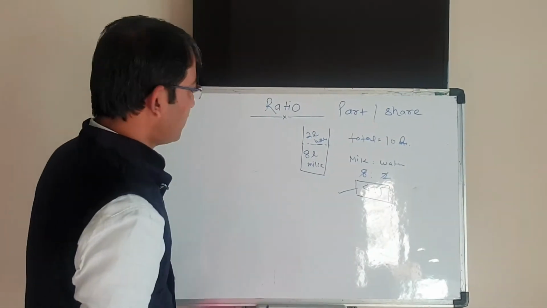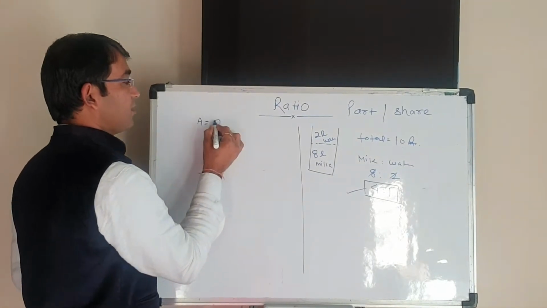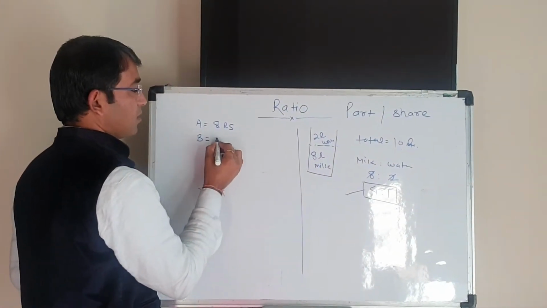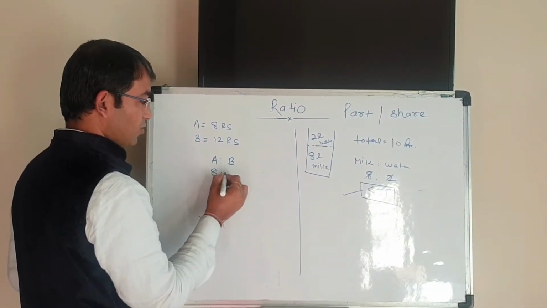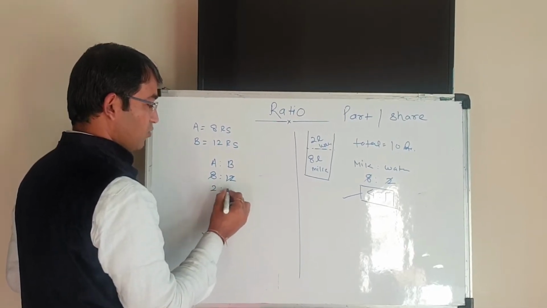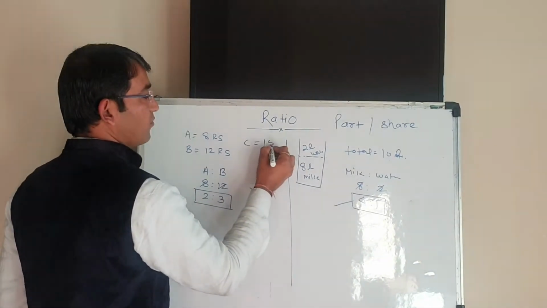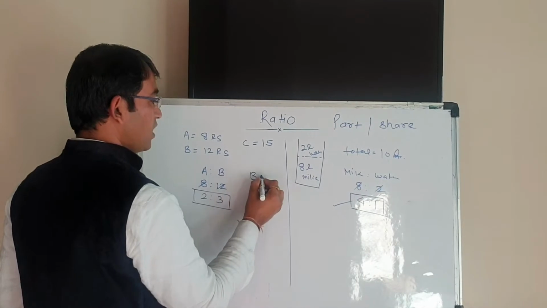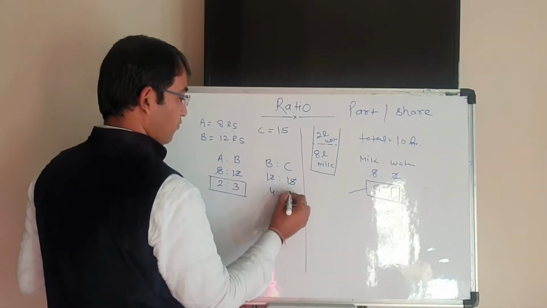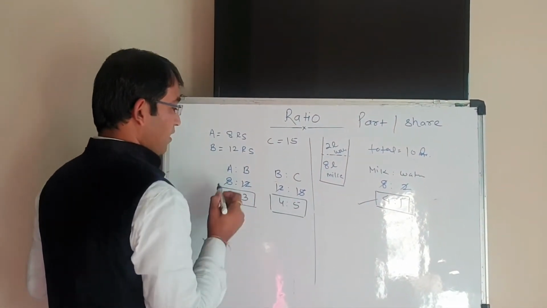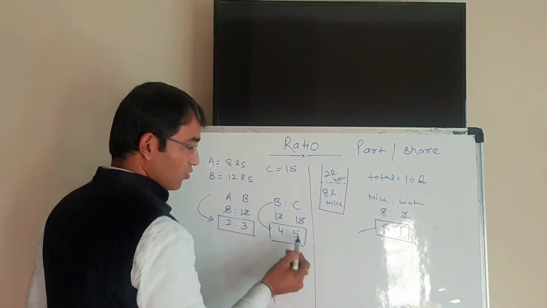To understand this concept deeply, we have to take another example. Suppose A has 8 rupees, B has 12 rupees. So the ratio of A and B rupees is 8:12. So this is 2:3. Suppose there is another person C who has 15 rupees. So the ratio of B and C will be 12:15. So 4:5. So we can say A ratio B is 2:3 and B ratio C is 4:5.